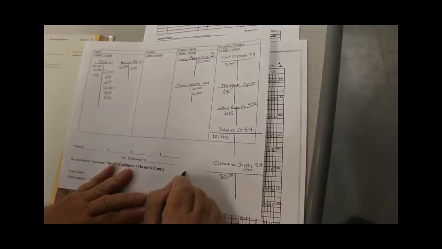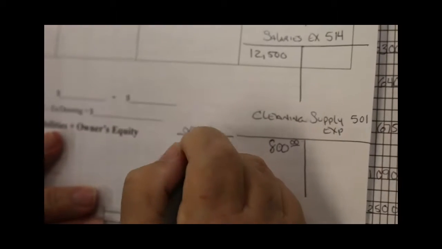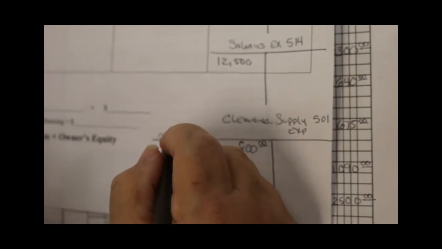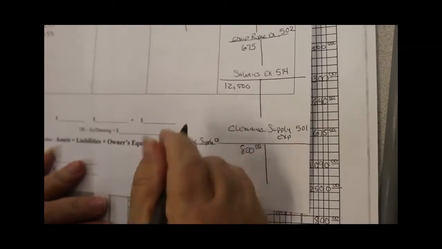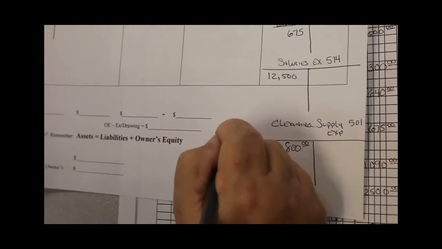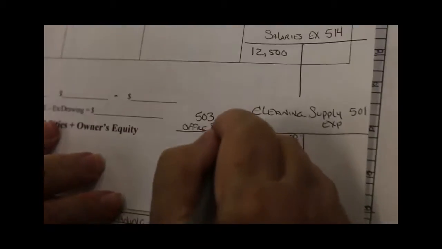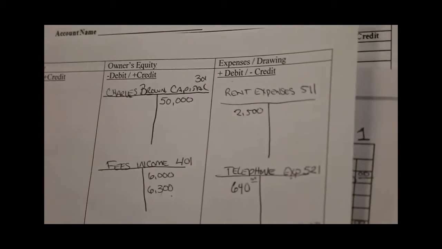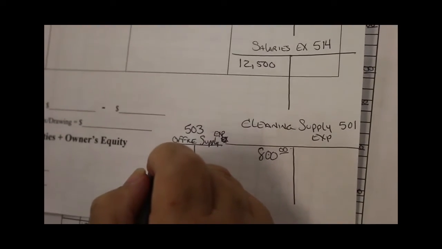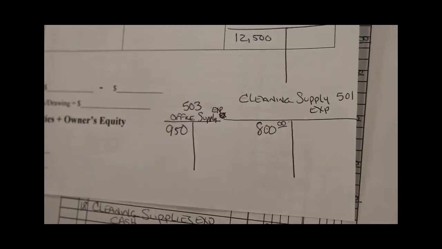we need to make another expense account. Do it over here. Office supply expense. And I'll put the account number right here. Again, this is just a worksheet. So if it's not perfect, it's fine. 503. Okay. So this is an expense, right? Not an asset. It's an expense. Make sure we understand that. So we debit expenses to increase them. So we're going to put $950 for office supply expense. All right.